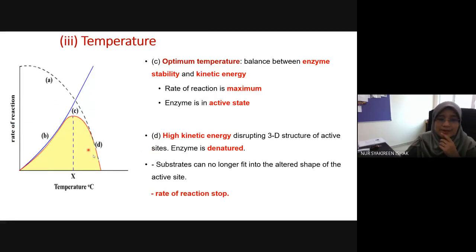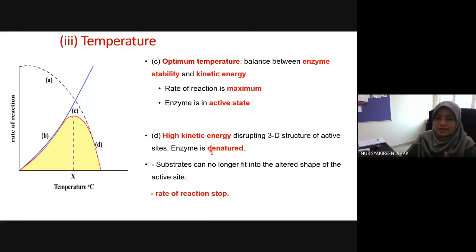And then the next point here, D, where you keep on increasing the temperature above the optimum temperature. So you have the heat energy that causes the enzyme molecules to move violently or vigorously. Due to the high kinetic energy, that will cause the enzyme to be denatured because the 3D structure or functional shape of the enzyme is destroyed.